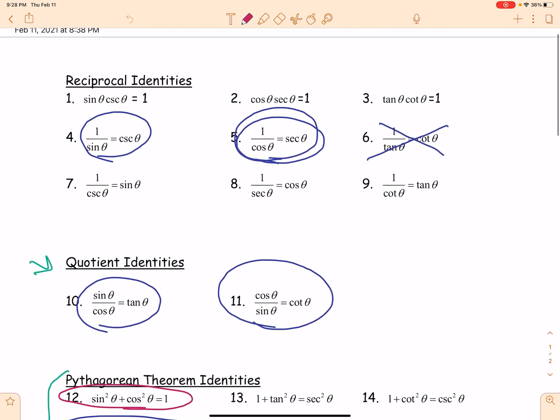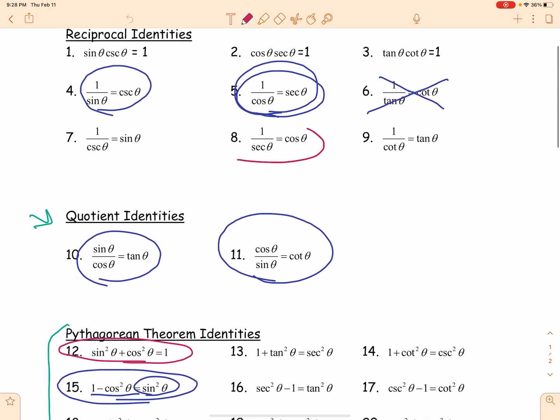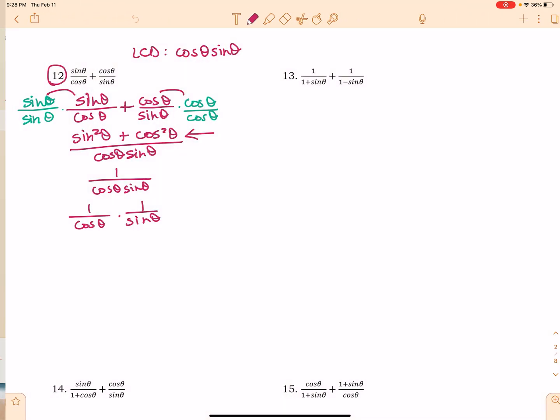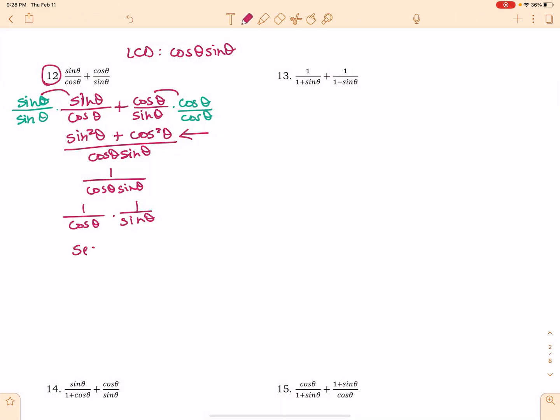If you'll notice on our identities page, oh, I circled the wrong ones. I can replace 1 over sine with cosecant and 1 over cosine with secant. So I've got secant theta, cosecant theta. We got one term, no fraction, no addition and subtraction. Life is good. Okay, on number 13, we're going to do the exact same thing because we can't replace 1 plus sine theta or 1 minus sine theta with anything. Anytime you have sine and it's not squared and it's added to 1, you can't do anything with that.